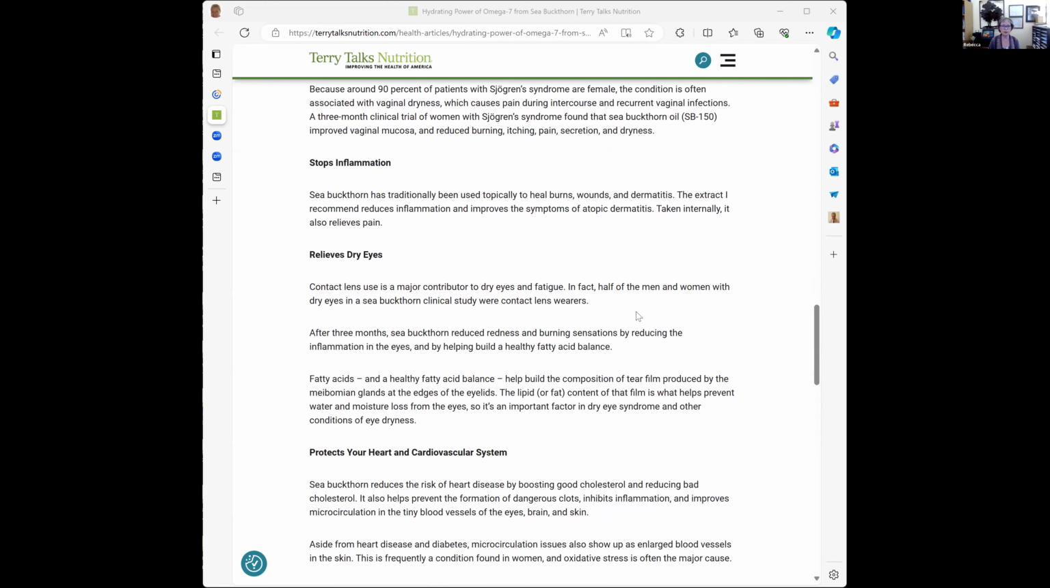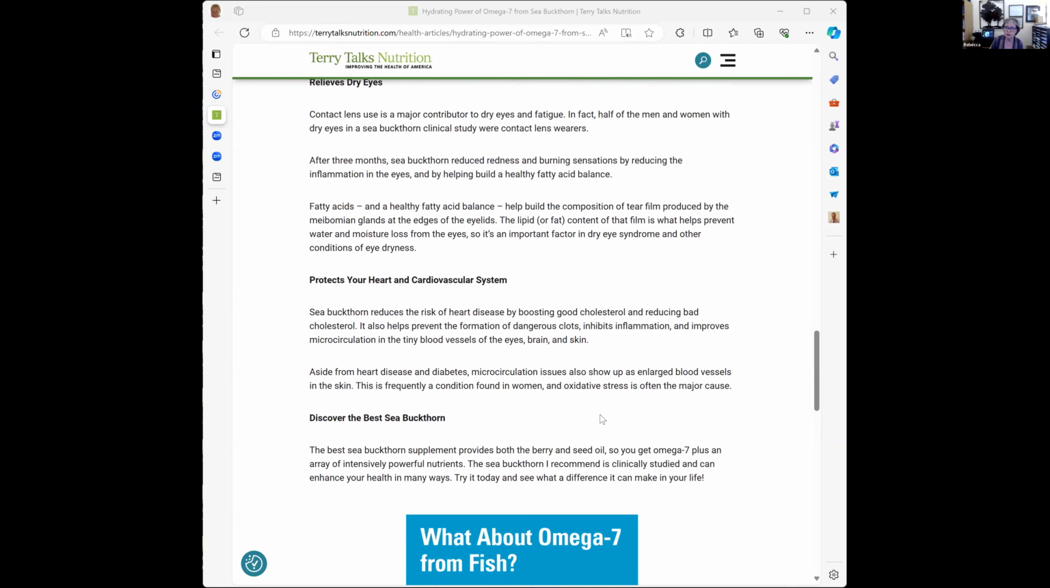Sea buckthorn protects your heart and cardiovascular system. It reduces the risk of heart disease by boosting good cholesterol and reducing bad cholesterol. It also helps prevent the formation of clots. That's even more significant to me. It inhibits inflammation. That's even more significant to me. And it improves microcirculation. And that's even more significant in the tiny blood vessels of the eyes, brain, and skin.